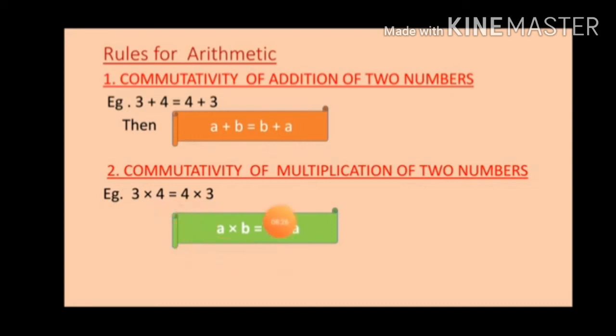So what does this commutativity property state? Even if we change the order of any two given numbers, we get the same product on both sides. If we want to represent this property using two variables, it can be expressed as a multiplied by b equals b multiplied by a.